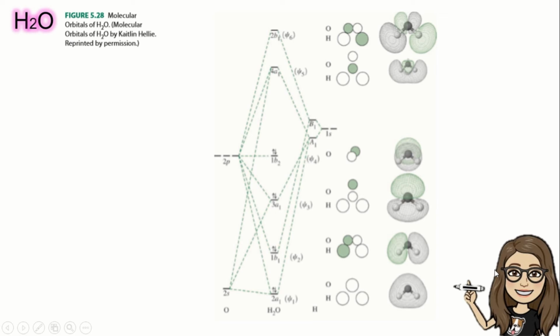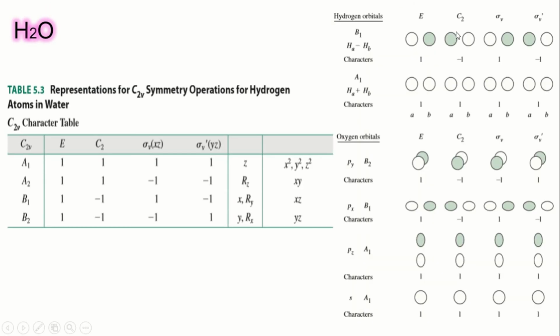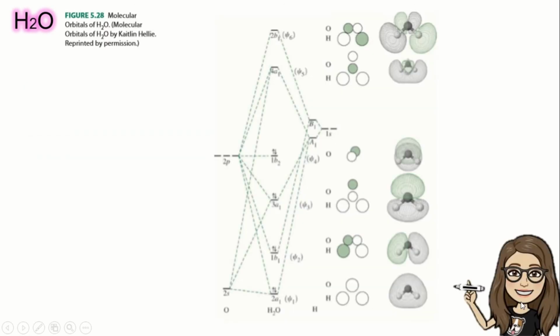When the 8 valence electrons are added, 2 pairs occupy bonding orbitals and 2 pairs occupy non-bonding orbitals. This complements the 2 bonds and the 2 lone pairs of the Lewis electron dot structure. So, as a summary, we got this molecular orbital diagram just by matching these characters, which we got from the character table, while these we also got from here, and then we match them and come up with this one.